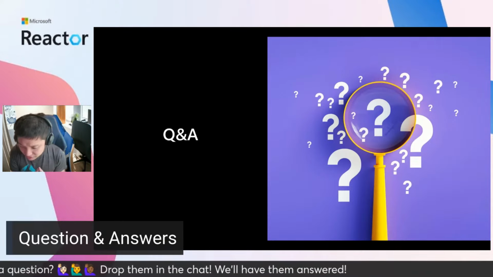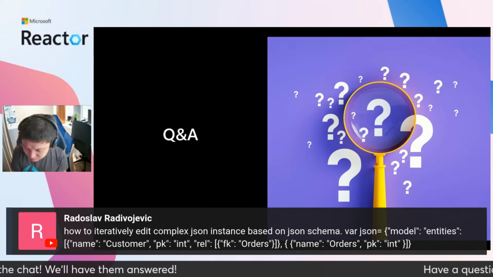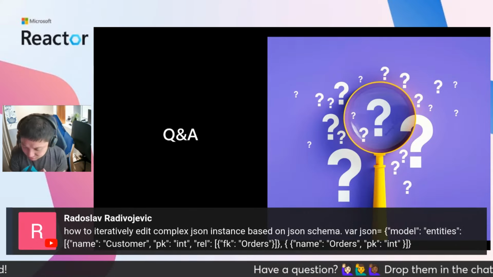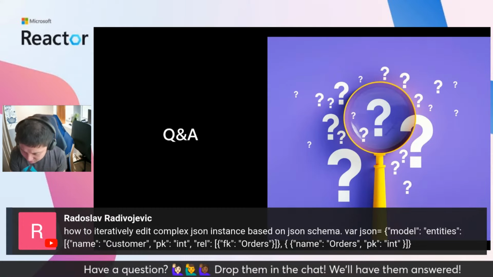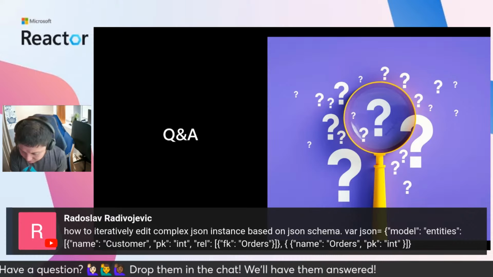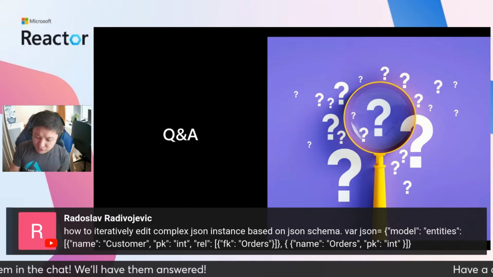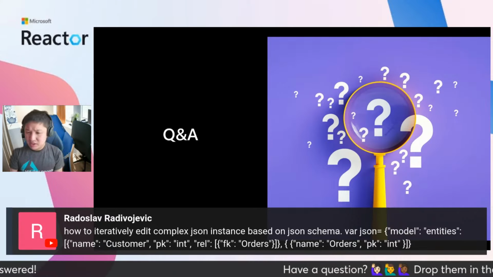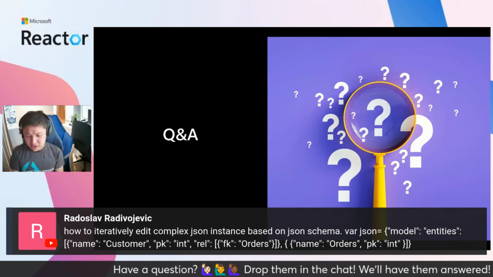Okay, so the first question that I have over here is, how do I iteratively edit a complex JSON instance based on a JSON schema? Sorry, let me just read this a little bit. So I have model entities, name customer, okay. Hopefully I'm understanding your question and interpreting it accurately.